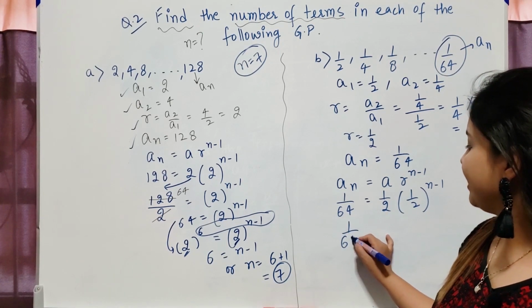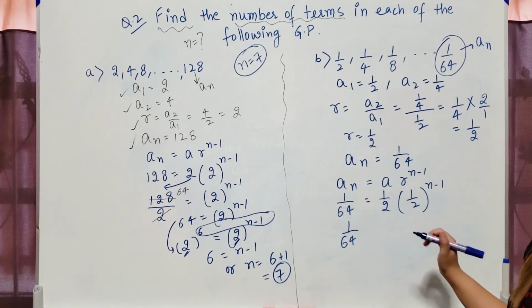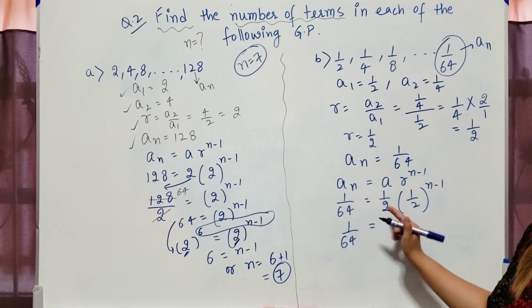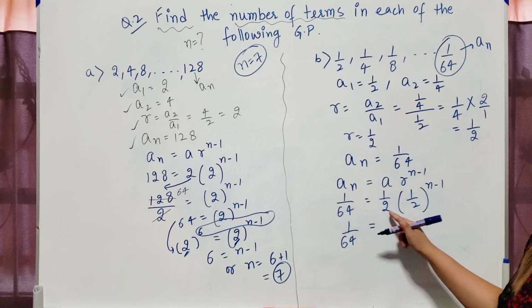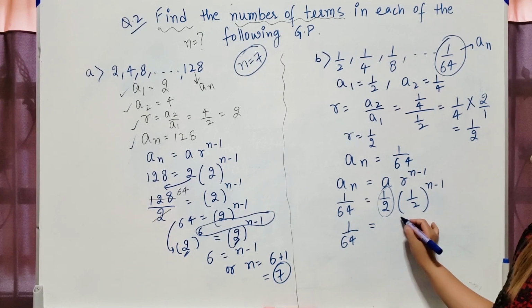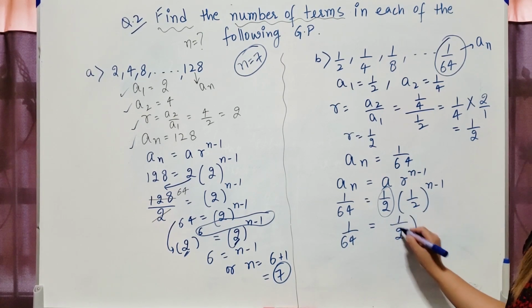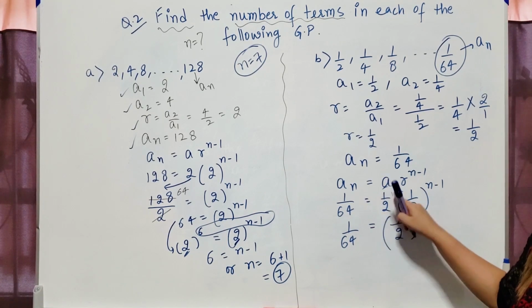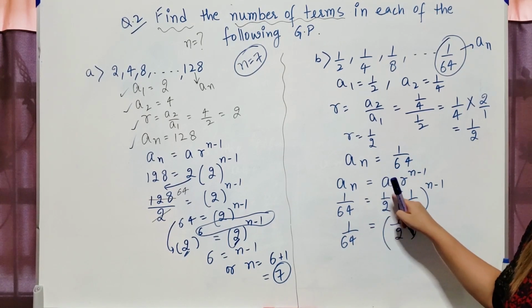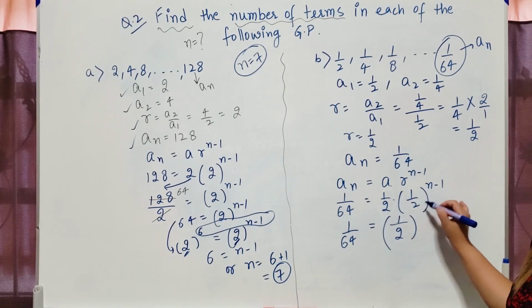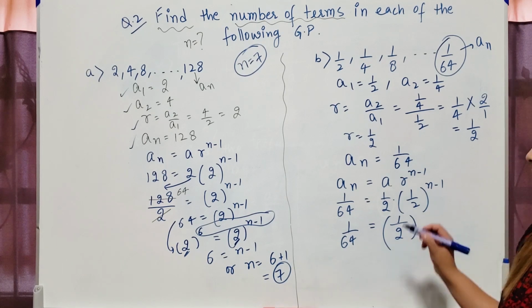Now, there are many ways to solve this expression. Suppose I will not take this 1 over 2 on the left side, because I know this is also 1 over 2 and this is also 1 over 2. So I can combine and write this as 1 over 2 times 1 over 2 raised to power n minus 1.